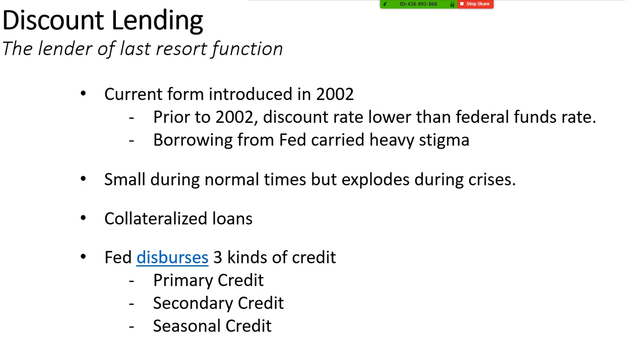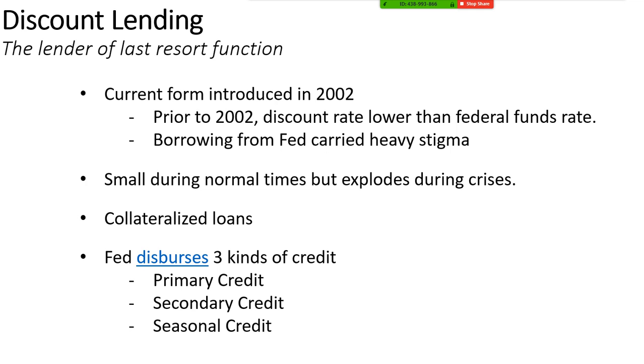And so it was so harsh, that stigma, that banks rarely actually did it. And that's because effectively borrowing from the Fed was a serious signal and sign that your bank was in serious trouble. And banks that did it regularly really risked not being able to borrow funds in open markets again.